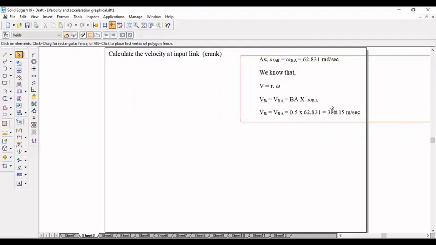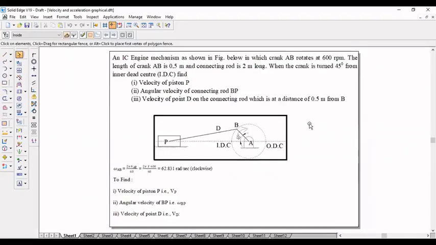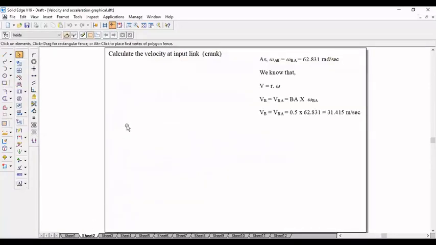Now I'll start constructing the diagram. Before you construct the velocity diagram, you must first draw the configuration diagram. The configuration diagram is the same diagram they have given here, but drawn according to the dimensions. Manually, you should construct it properly with the proper dimensions. Here I'm just showing it in SolidWorks software, but you have to do it manually in the examination.